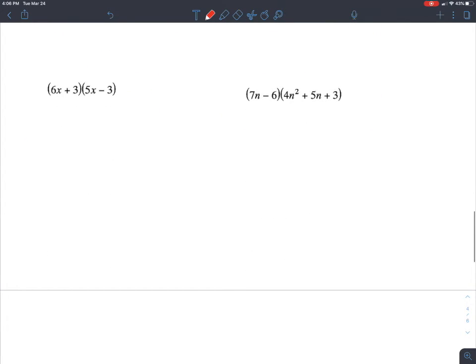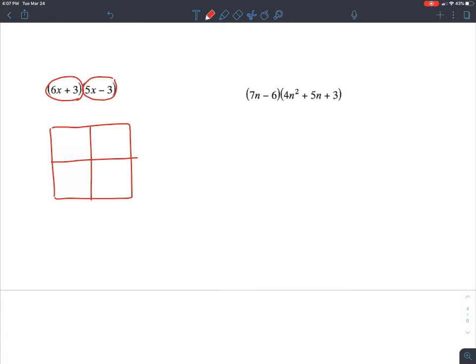Now, what if we have a binomial times something? So no more single-term polynomials. So in this case, 6x plus 3 times 5x minus 3. So we have 2 terms times 2 terms. So our box is going to be a 2 by 2. So we have 2 rows, 2 columns. So we have 6x plus 3 and 5x minus 3.